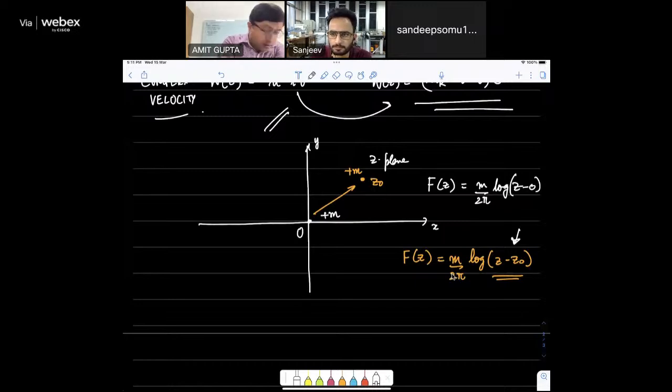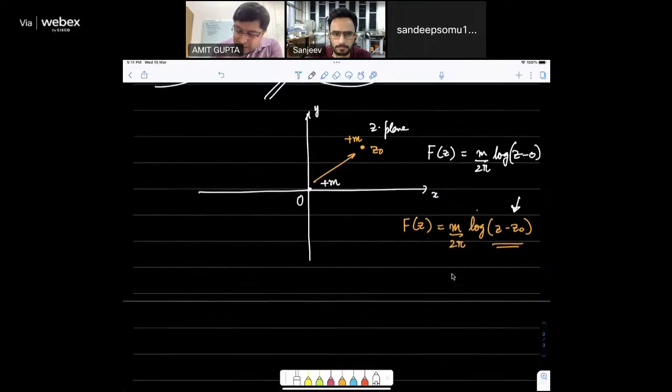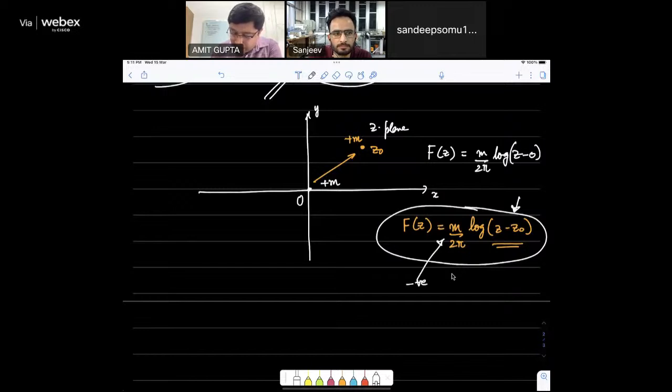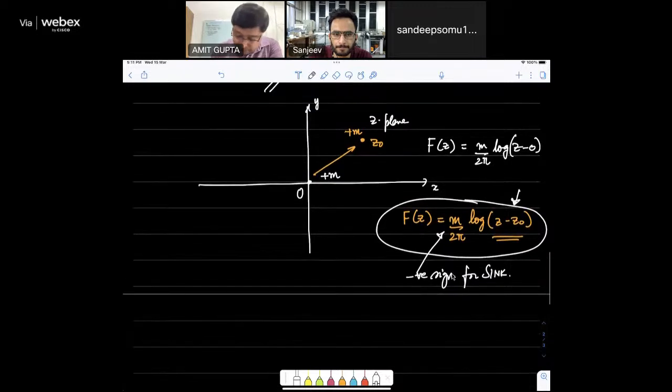The other thing is, source and sink are easy. If a source has a potential of this type, a sink just requires you to put a negative sign here, right? So a negative sign for sinks. You just put a negative there and you get the complex potential for a sink. It gets interesting when you have a vortex.